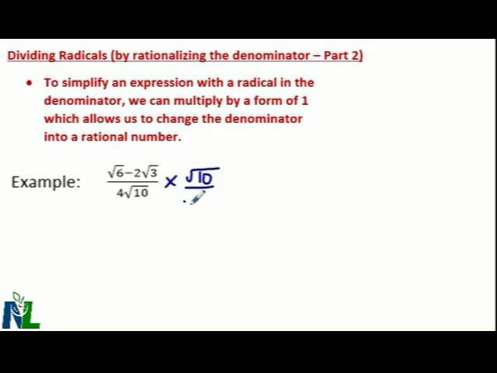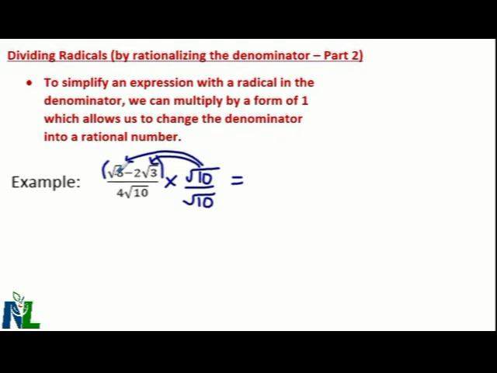So I'm going to multiply top and bottom by the square root of 10 over the square root of 10. There's no need for me to use the 4 because 4 is already a rational number, and rational numbers in the denominator are fine. So I'm going to put this inside brackets because now I'm going to need to use my distributive property to multiply through my root 10.